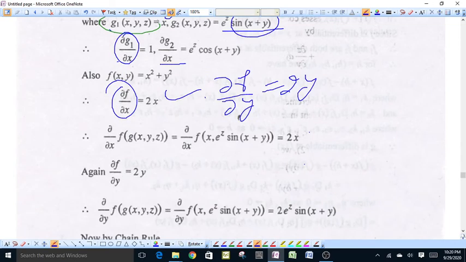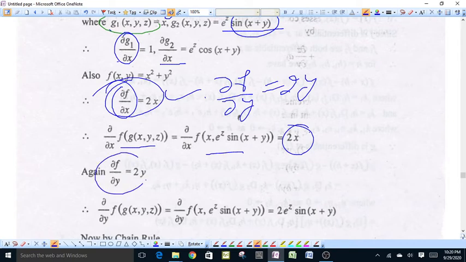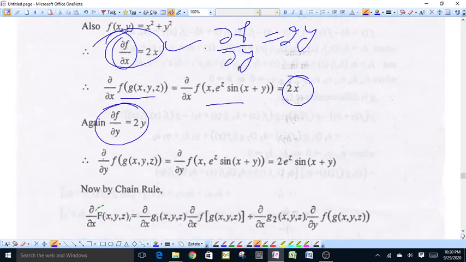Now, the partial derivative of this composite function is equal to the partial derivative of f with respect to x, e^z sin(x+y), which comes out to be 2x, because ∂f/∂x is equal to 2x. Similarly, ∂f/∂y is equal to 2y. Again, if we differentiate f of g partially with respect to y, that will be equal to ∂f/∂y times e^z sin(x+y), that will be equal to 2e^z sin(x+y).